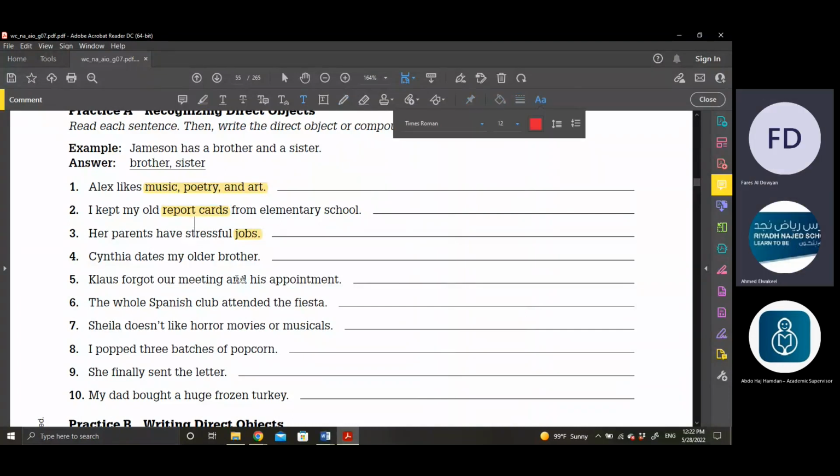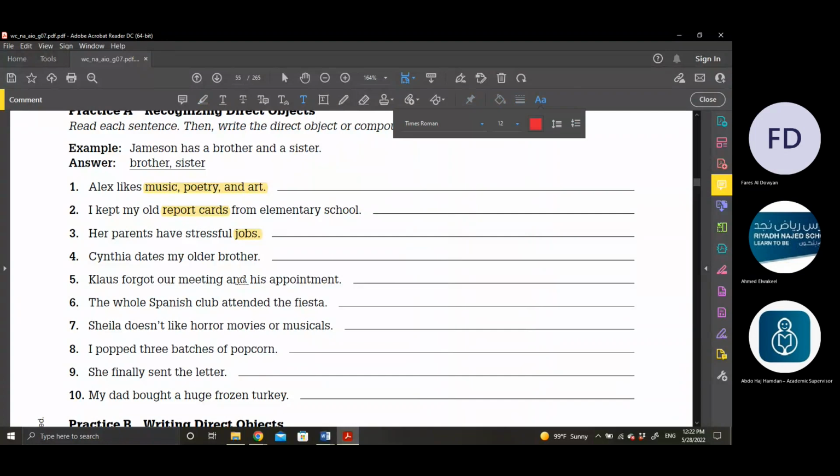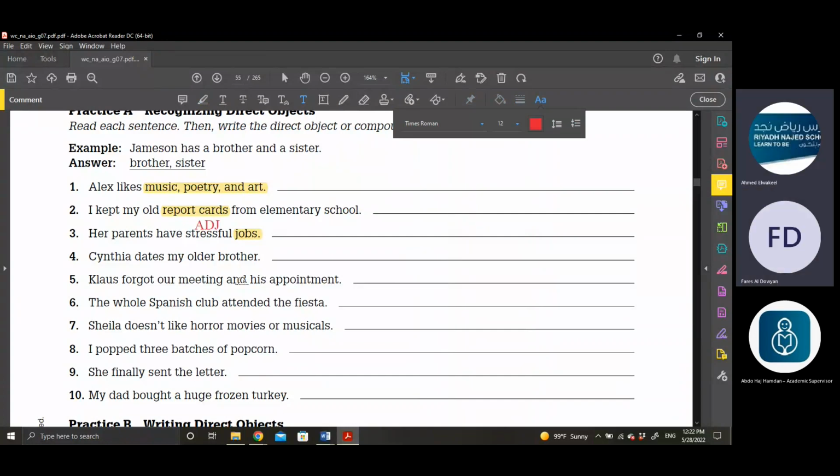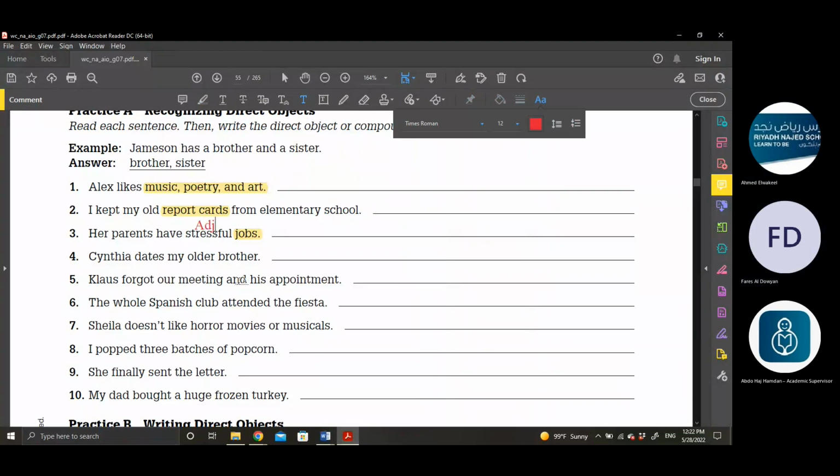It could be stressful. Stressful is what? Stressful is an adjective, describing the jobs, describing a noun, right? What type of jobs do they have? They have stressful ones. Consequently, the word stressful describes the job, and the job is the direct object.